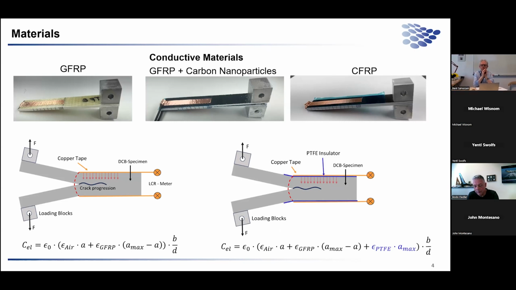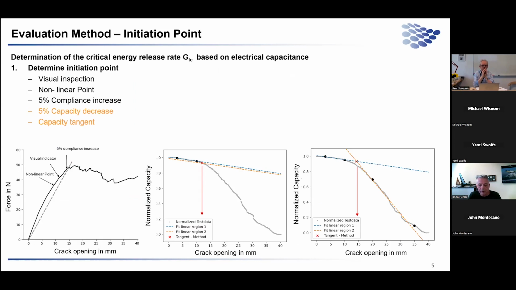Now if we perform the test and do some calculation, you see on the left figure, on the very left one, the force versus crack opening. Then we have characteristic points: the nonlinear point, a visual indicator that something happens, or we could take the 5% compliance increase, and so on. So what we did now, we plotted the normalized capacitance, normalized from the beginning capacitance, and this decreases with the crack opening. Then we could define, this is the gray line in the middle and on the right-hand, a starting point, the blue line. For example, we could say we have a 5% capacitance decrease, just as a number, or 2%. It's up to you how to define it.